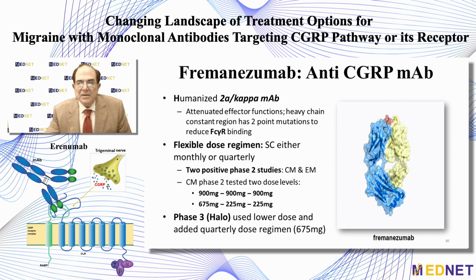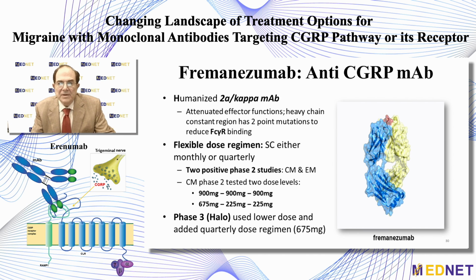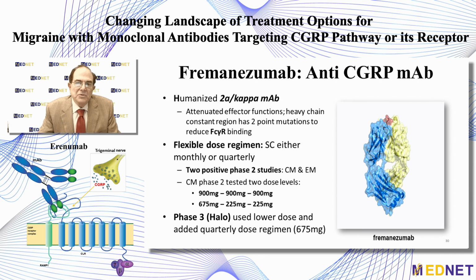The next antibody I'm going to be talking about is Fremanzumab. It is an anti-CGRP monoclonal antibody targeting CGRP itself. It's a humanized antibody. One of the differences between it and the other antibodies is that it can be given either monthly or quarterly, and there are 2 positive phase 2 trials and chronic migraine trials at different dosages.